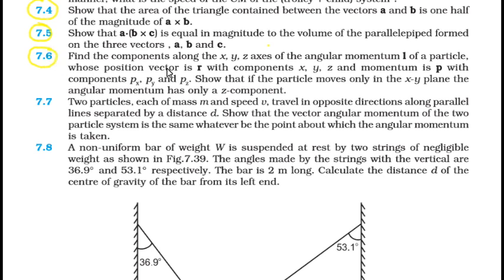The question is, find the components along the x, y, z axis of the angular momentum l of a particle whose position vector is r with components x, y, z and momentum is p with components px, py and pz. Show that if the particle moves only in xy plane, the angular momentum has only a z component.